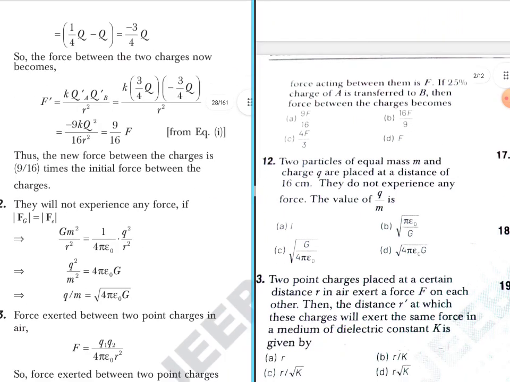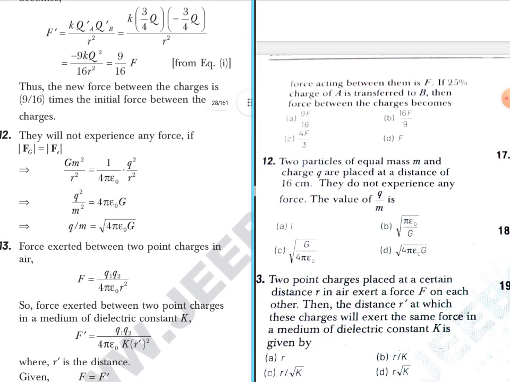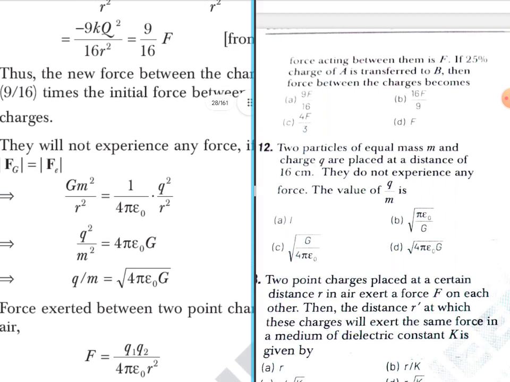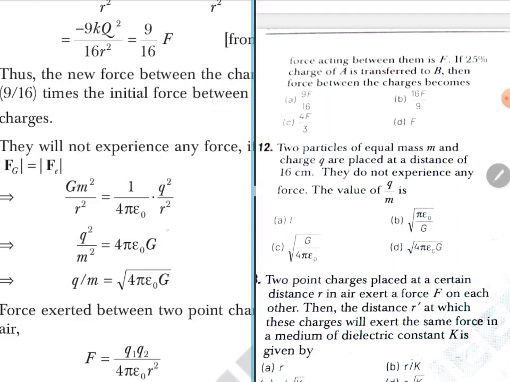Next, 12th question. If two particles of equal mass and charge are placed at a distance 16 centimeter, they do not experience any force. How is it possible? Then the Coulomb's force is being opposed by gravitational force of attraction. This is Coulomb's repulsion force equal to gravitational force of attraction, which is G m square by r square equal to 1 by 4 pi epsilon q square by r square.